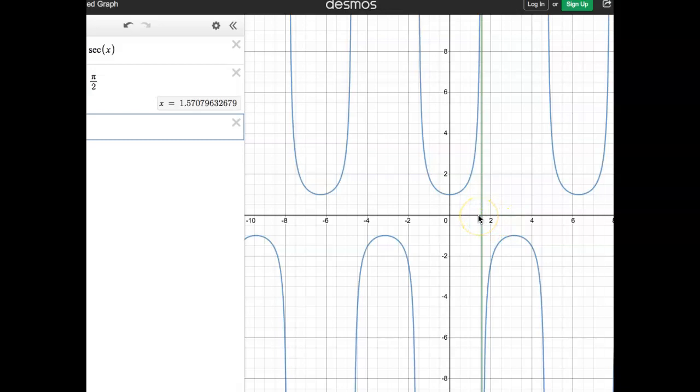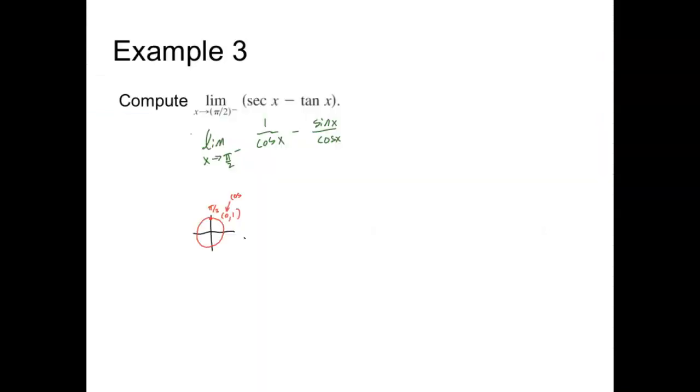So as we approach pi over 2 from the left of that green line, I'm looking at this blue branch of my secant graph. Secant is approaching positive infinity, right? Okay. So I have infinity for secant minus, what about tangent?